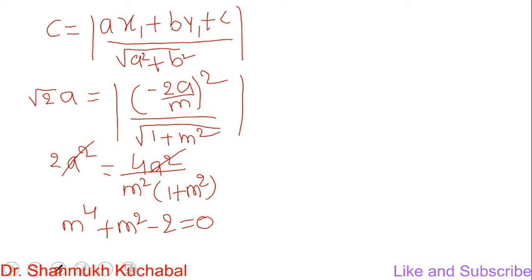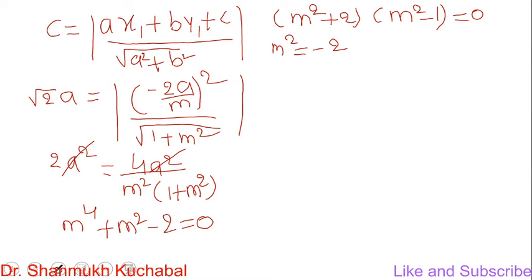Further, m raised to 4 will give us 4 solutions. On simplification, the factors we get are m square plus 2, and one more, m square minus 1, equal to 0. For the first factor, m square equal to minus 2, and the solution is complex, therefore this is an incorrect solution. The other factor gives m square minus 1 equal to 0, m square equal to 1, so m equal to plus or minus 1 is the solution.